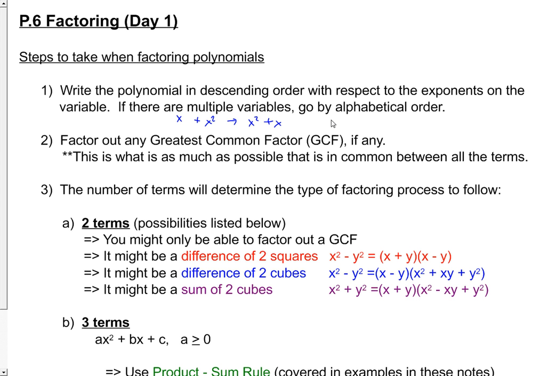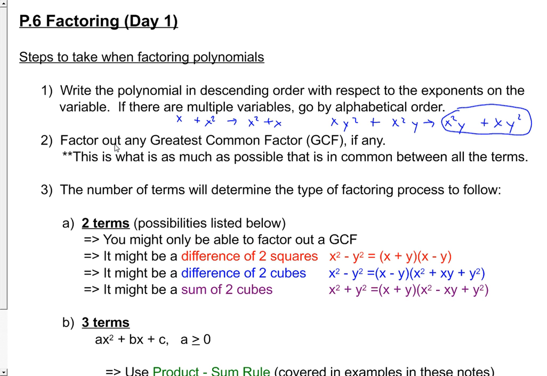If I have xy squared plus x squared y, what I mean by alphabetical order is I want x to be my dominant variable. So we have x squared is the larger exponent, and I'm going to write that first. So in order would be x squared y, and then plus the xy squared. And that would be in descending order.